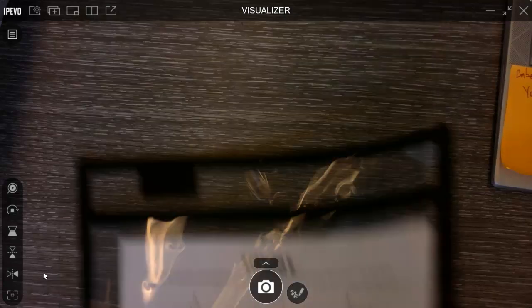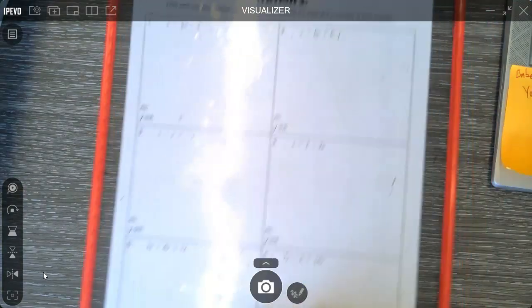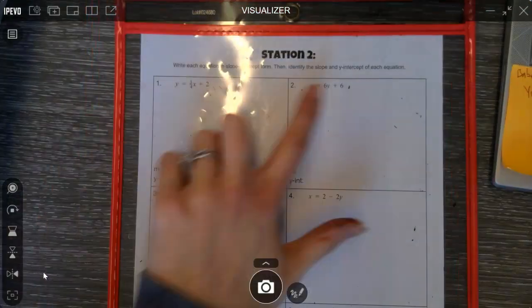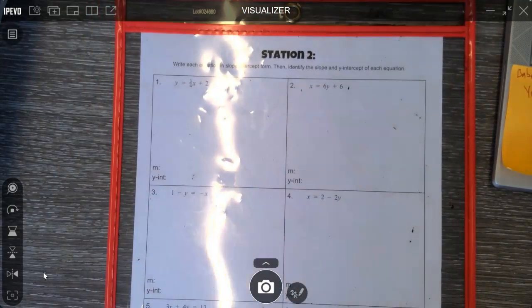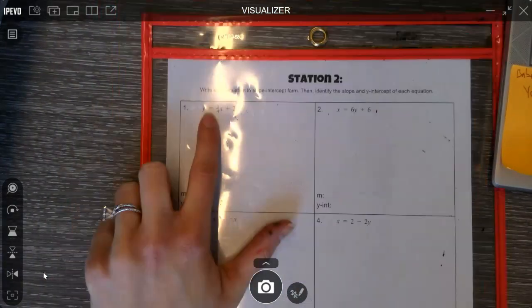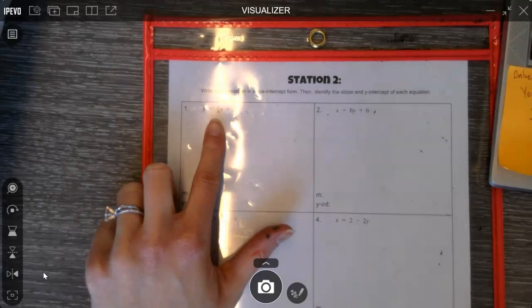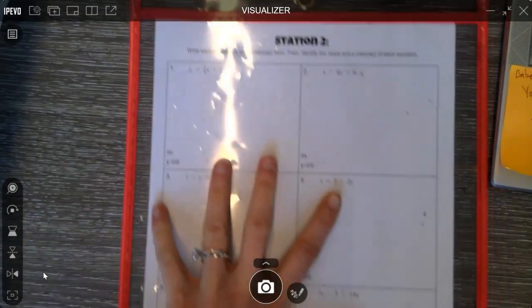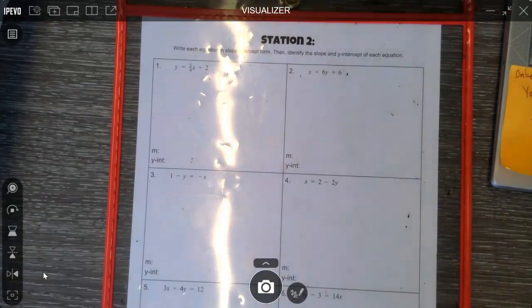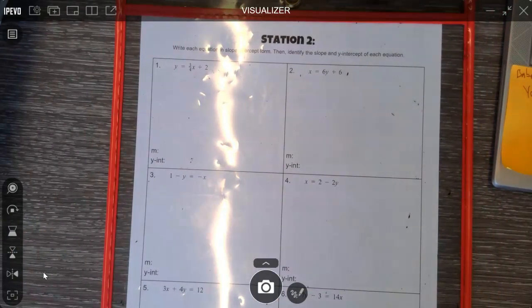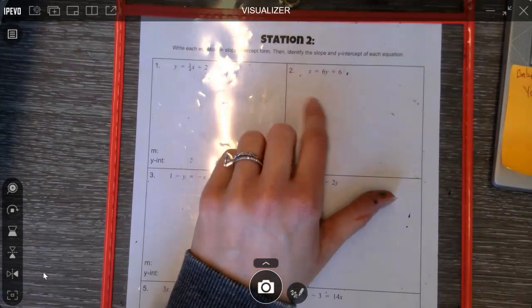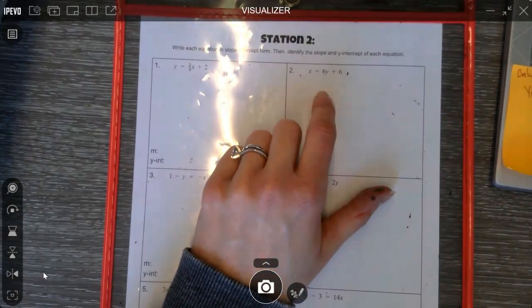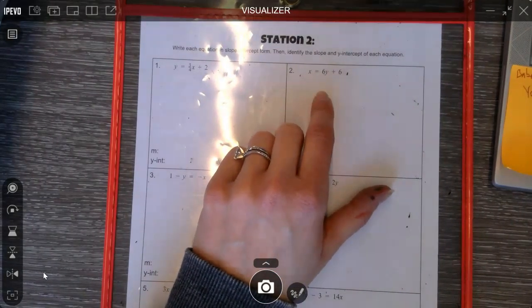Okay? Station 2. All right, you are given equations. You need to write them in slope-intercept form. The first one is done for you, so that should be super simple. You should know what the slope is, what the y-intercept is. The rest are tougher, but this is on IXL. You've had this skill for a week at least, okay? You have to reorganize your numbers so that they look like y = mx + b, okay?